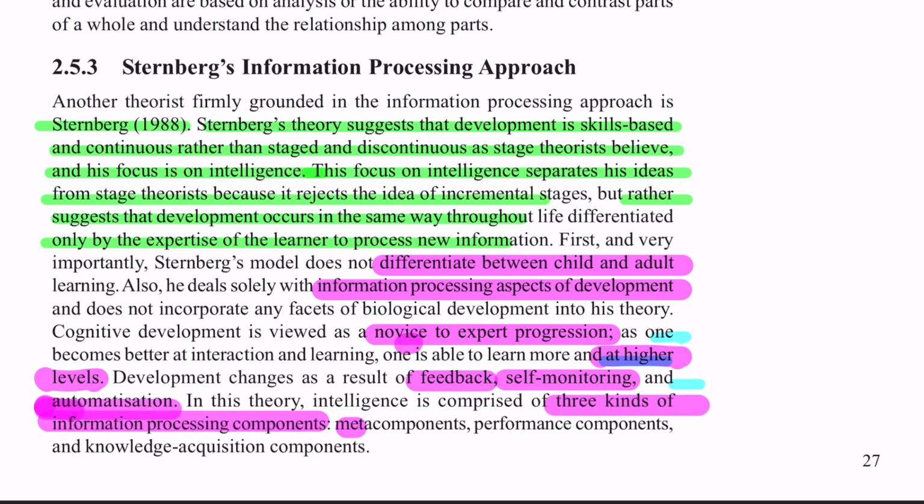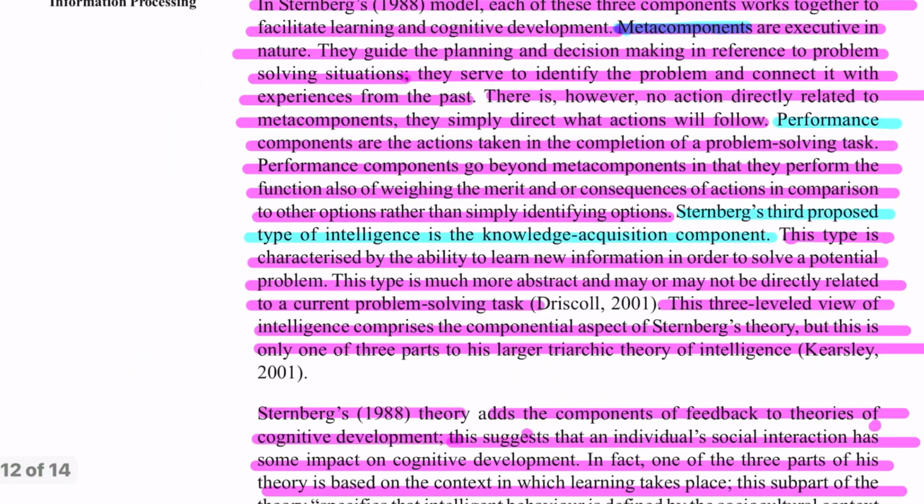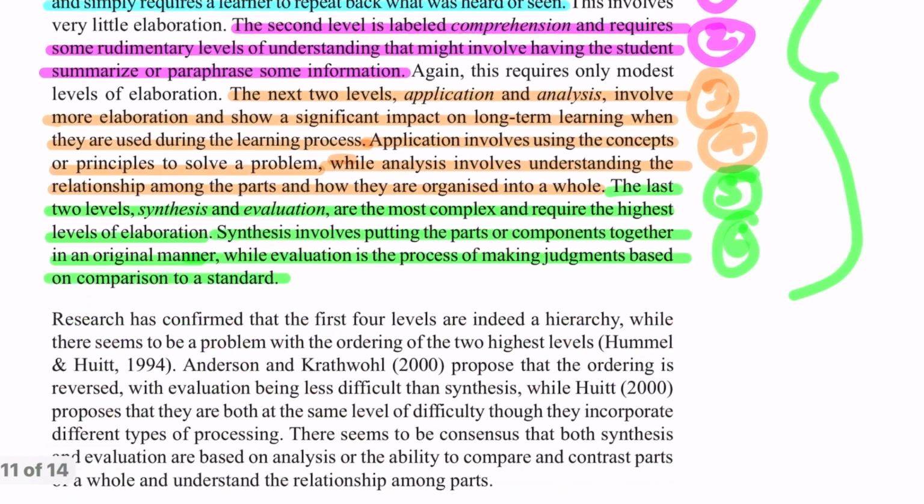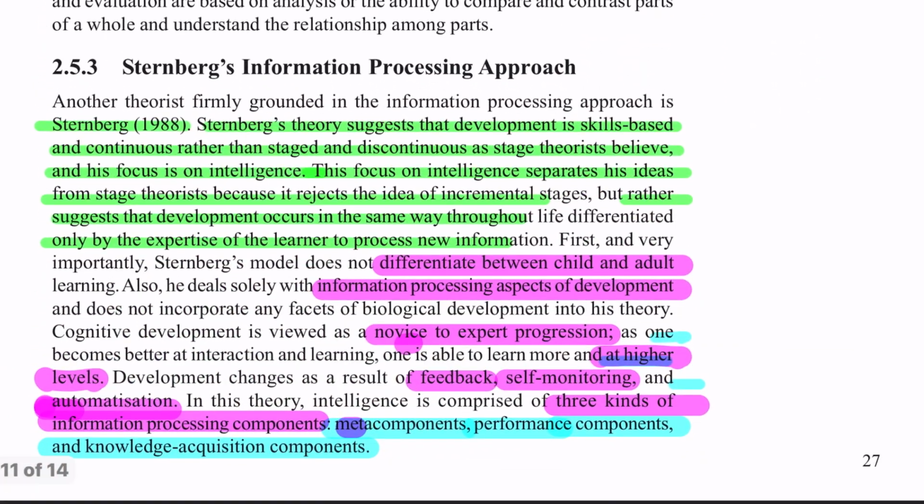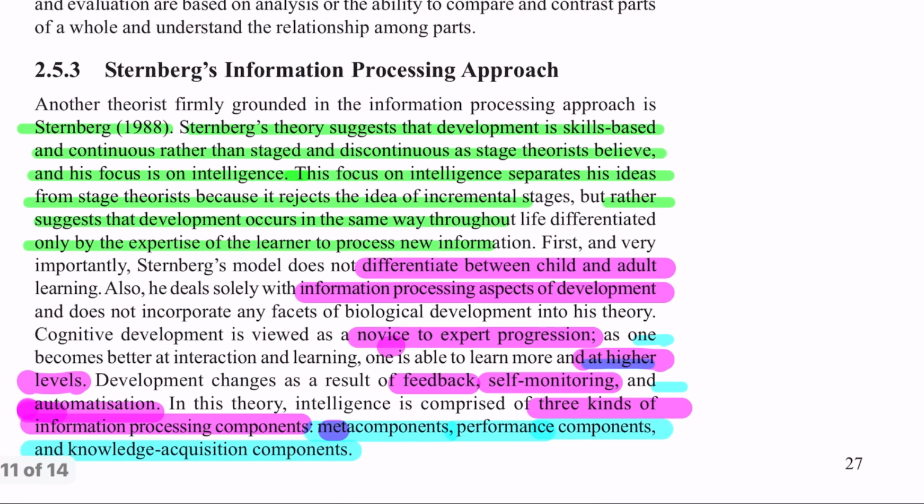In this theory, intelligence is comprised of three kinds of information processing components. The meta component, as I told you, what is the meta component? That is, thinking about thinking. Then the performance component, how you perform, and the knowledge acquisition component, how you acquire knowledge. So he talked about these three components: meta component, performance component, and knowledge acquisition component.